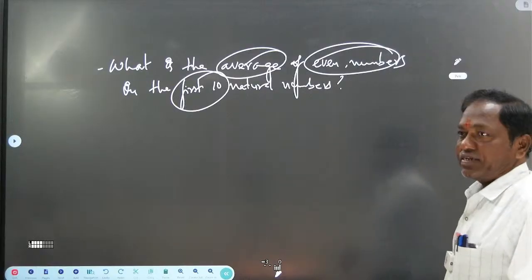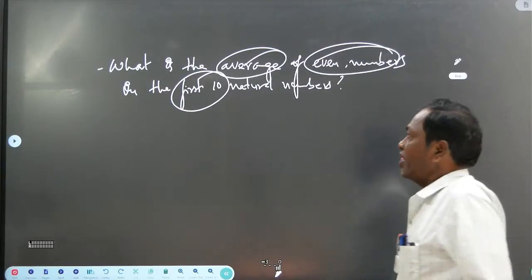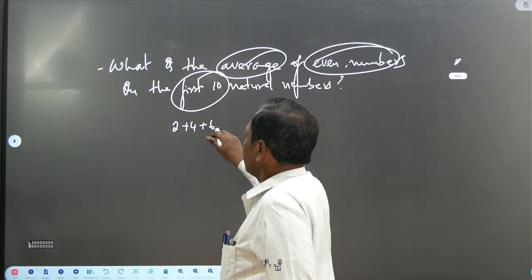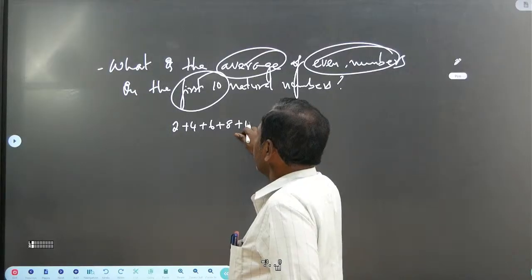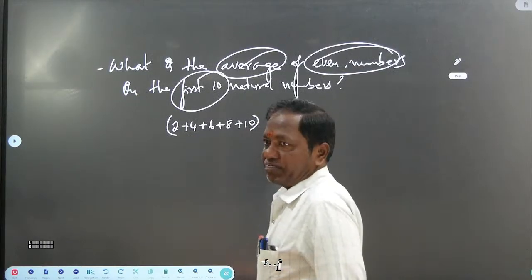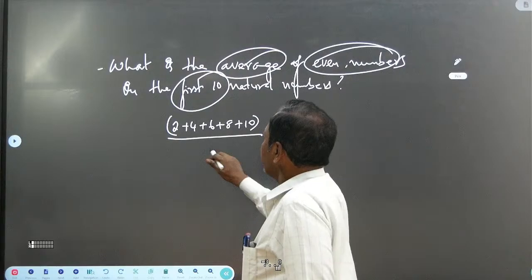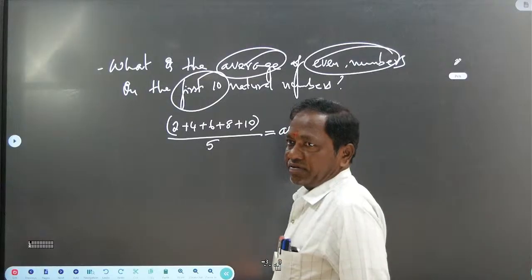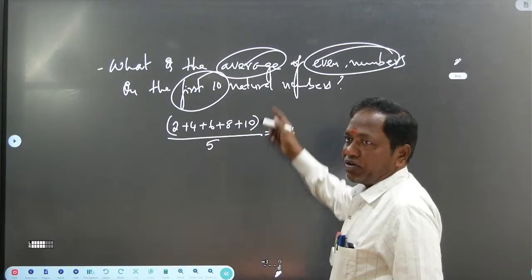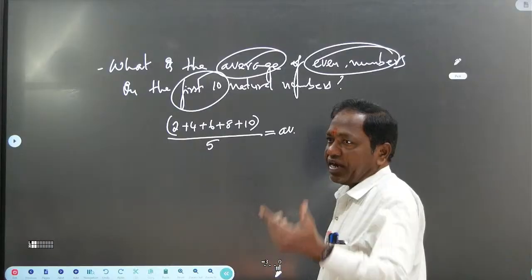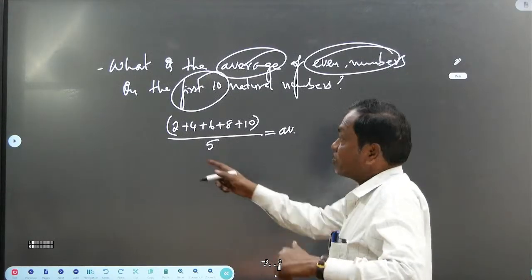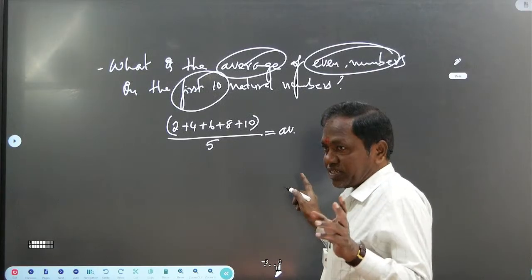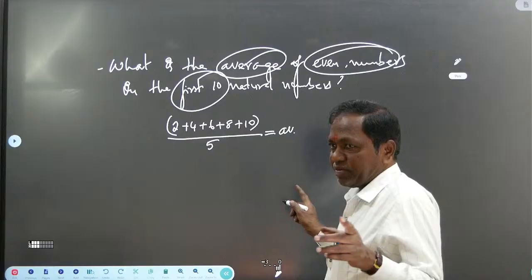You are writing 1 to 10 even numbers. Then 2 plus 4 plus 6 plus 8 plus 10. You get the sum, divided by 5, then you get the average. Again, same concept. What we can see, first from the beginning and first from the last. These are consecutive even numbers. It is in the arithmetic progression.